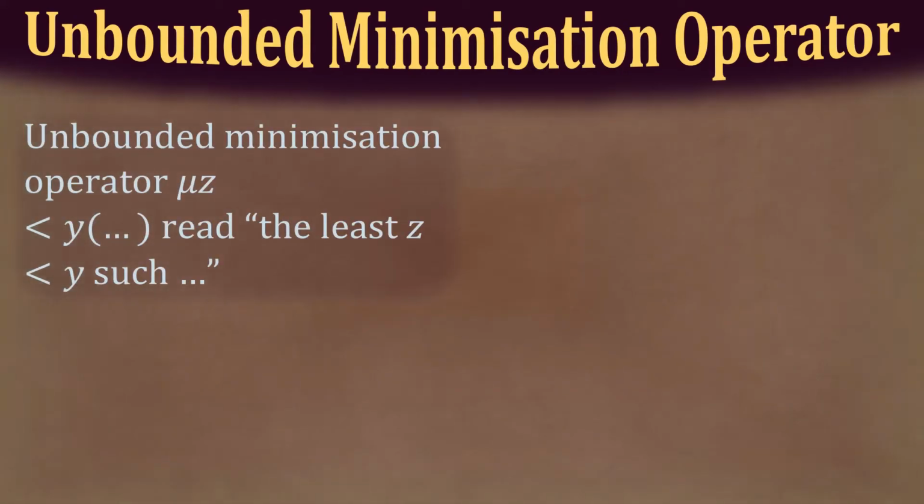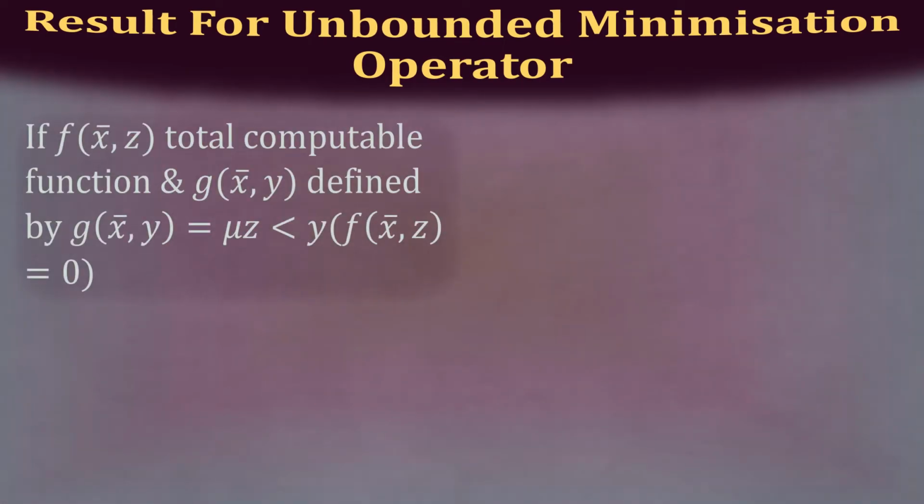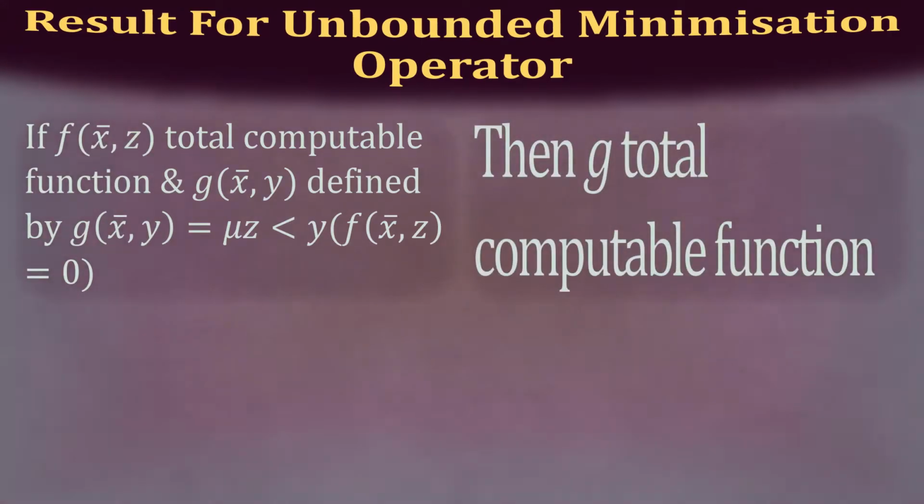The unbounded minimization operator, mu z less than y, is read the least z less than y such that. If there is no z less than y satisfying the given condition, then the value of mu z less than y is y. Hence, let's give a result for the unbounded minimization operator. If f of x bar z is a total computable function and g of x bar y is defined by g of x bar y is equal to mu z less than y of f of x bar z equals 0, then g is a total computable function.